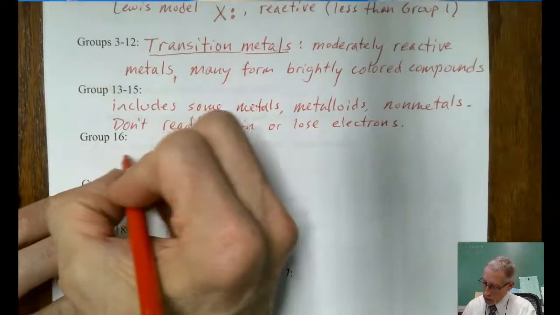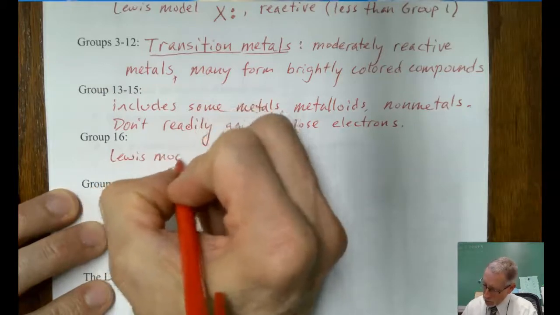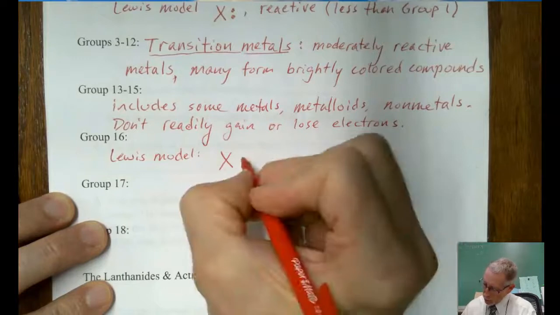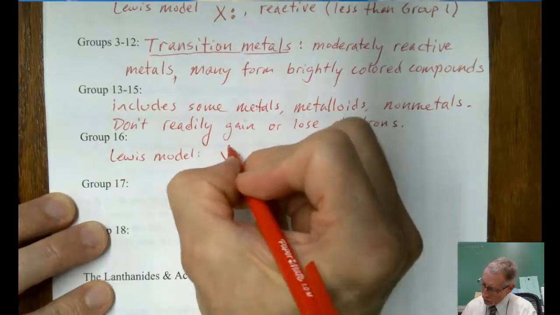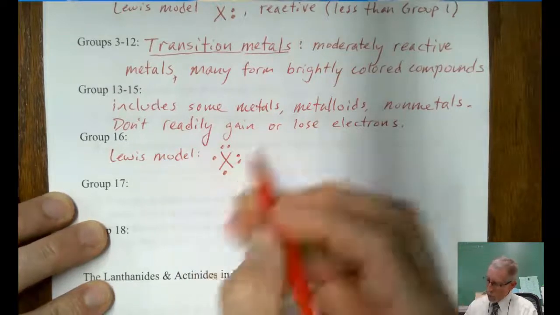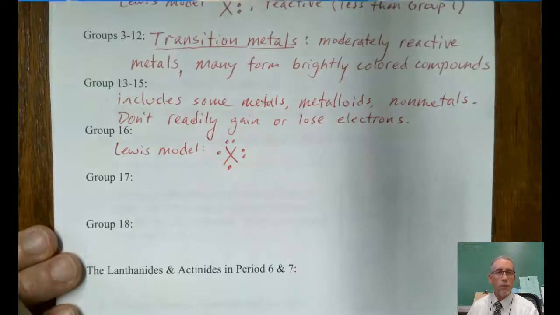All right, group 16. This Lewis model would look like this. A symbol and then 6 dots around it. Again, the way I was trained, we put 2 on the right, 2 on another side, and then 1 on each of the other 2 remaining sides for a total of 6. Okay?